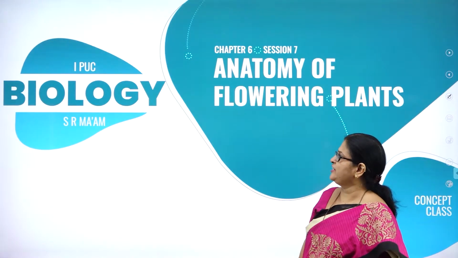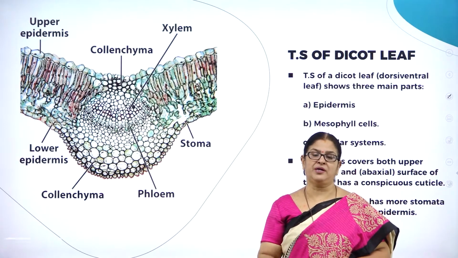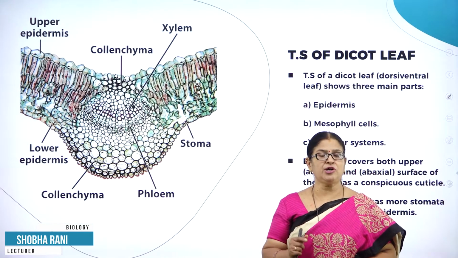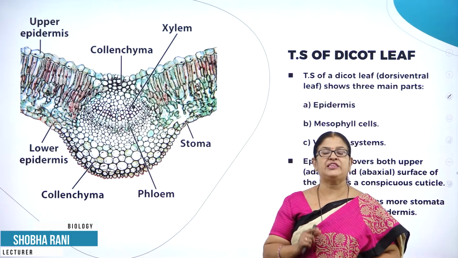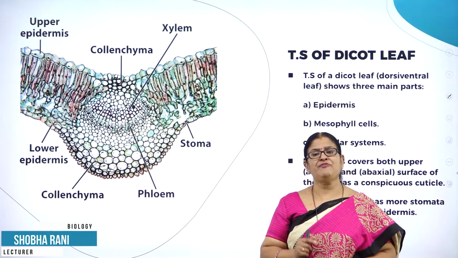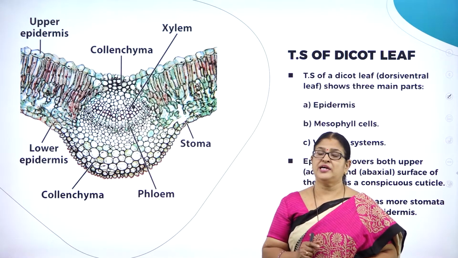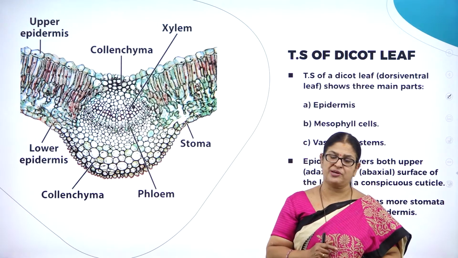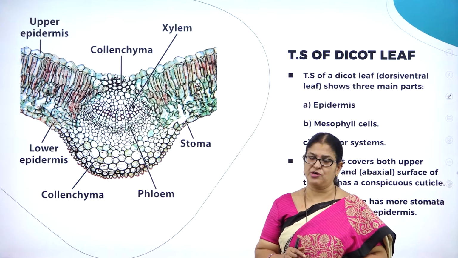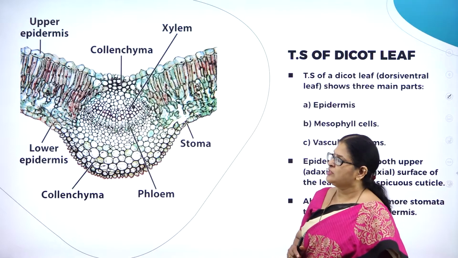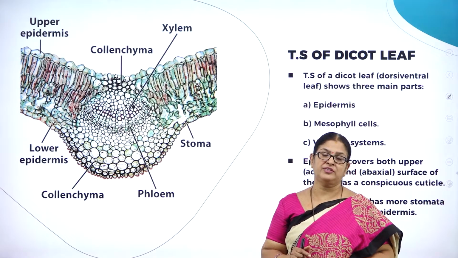So what did we study in the last session? Hope you remember we studied about the anatomy of a dicot stem with that of a monocot stem. And we also studied how different the anatomical features of a dicot stem are from those of a monocot stem. Now let us study about the anatomical features of the leaf.